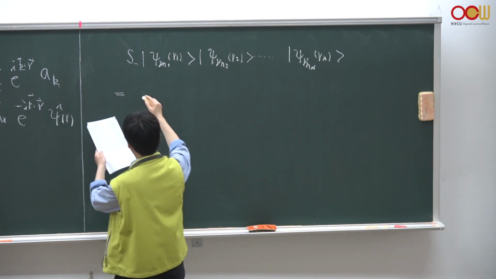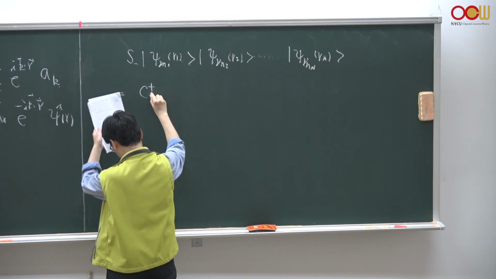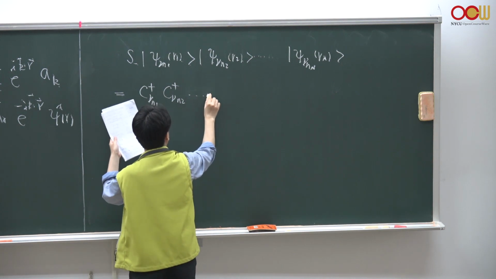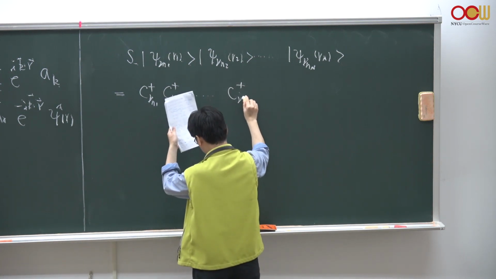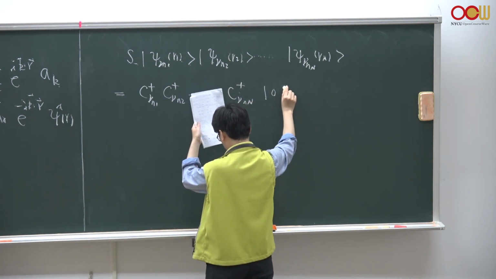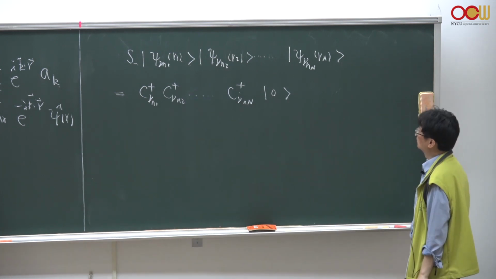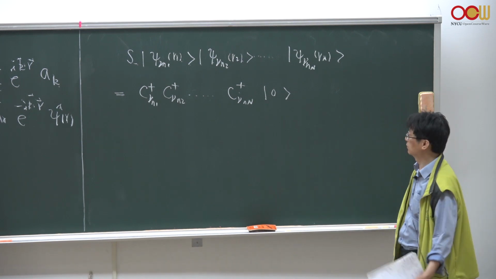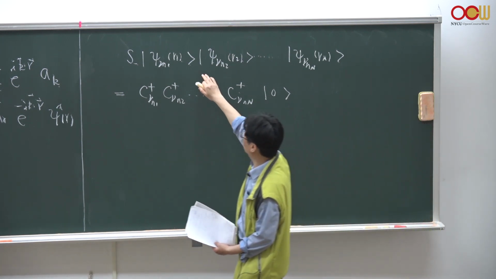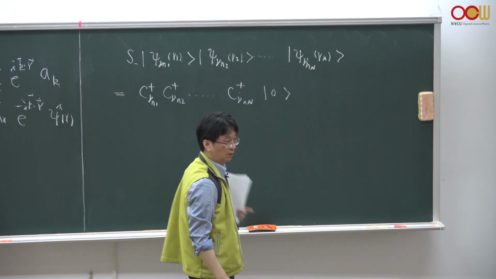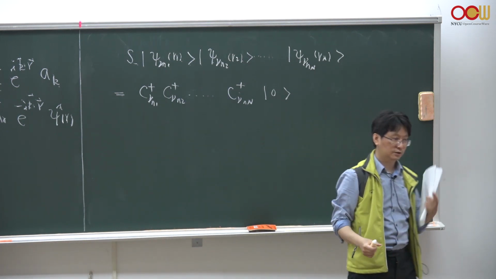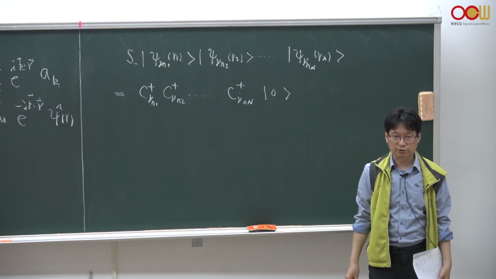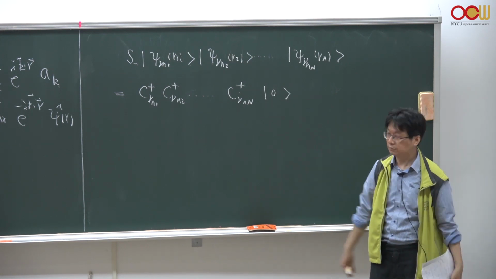So let's just do this. So this is nothing but C dagger nu 1, C dagger nu 2, C dagger nu n, acting on the vacuum. So the first line is the many-body wave function for fermions in the first quantization. So in quantum mechanics, if you know the wave function of many electrons, you simply anti-symmetrize all the single fermion wave functions, and you get this many fermion wave function.